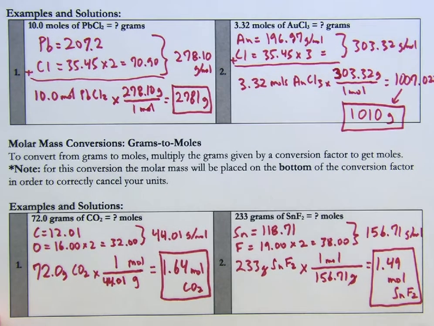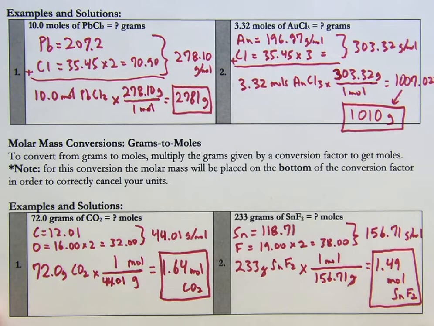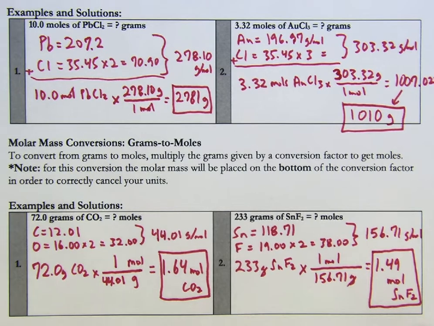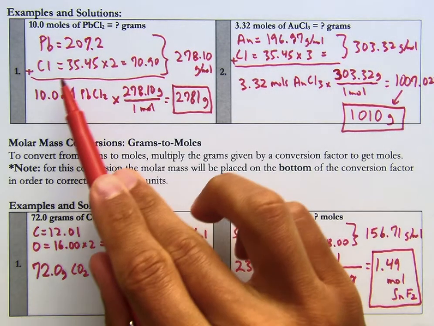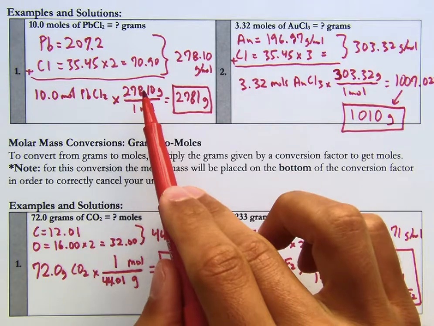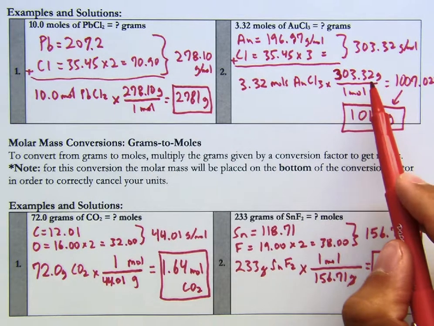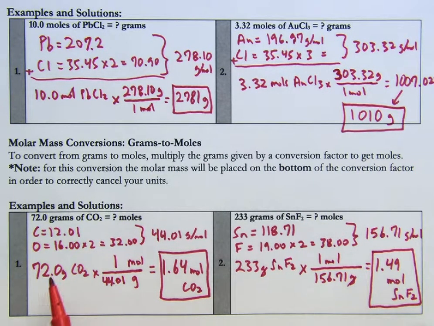Okay, so far today you have learned how to calculate molar mass, and now we've been using it. We've been converting from moles to grams, and we do that by multiplying by the molar mass. And then we've been converting from grams to moles, and we've been doing that by dividing by the molar mass.